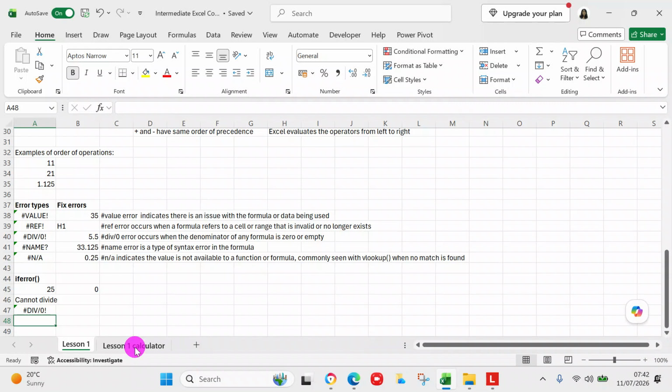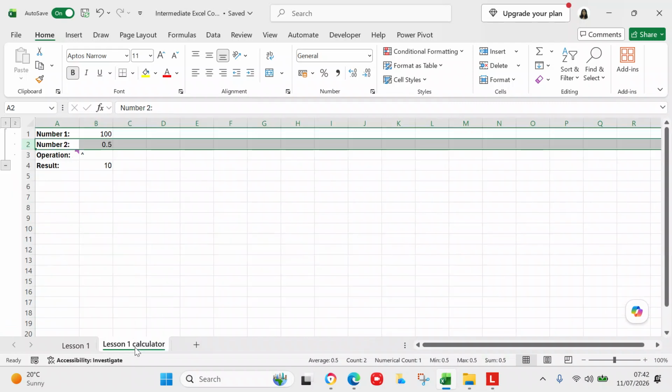And now what we're going to do is make a calculator, to demonstrate all of the points that we've covered in lesson 1. So we're going to create a very simple calculator.